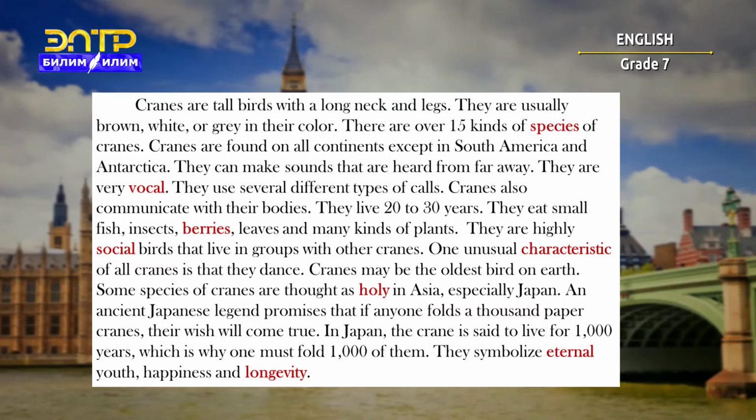One unusual characteristic of all cranes is that they dance. Cranes may be the oldest bird on earth. Some species of cranes are thought as holy in Asia, especially Japan. An ancient Japanese legend promises that if anyone folds 1,000 paper cranes, their wish will come true. In Japan, the crane is said to live for 1,000 years, which is why one must fold 1,000 of them. They symbolize eternal youth, happiness, and longevity.